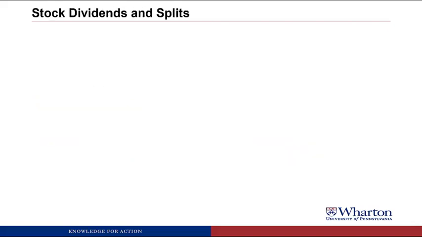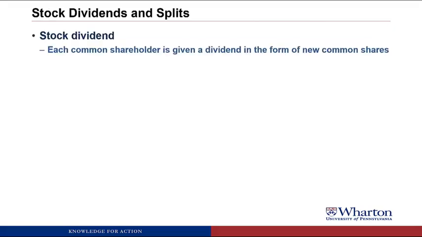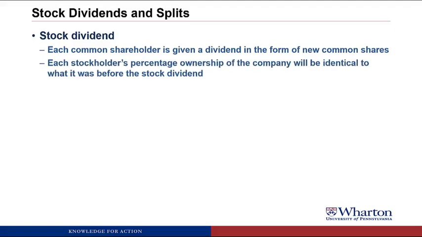Now I want to talk about stock dividends and stock splits. So a stock dividend is a dividend where each common shareholder is given new shares instead of cash. Each stockholder's percentage ownership of the company is going to be identical to what it was before the stock dividend. So every shareholder is getting the same percentage increase in their shares, so their overall ownership percentage is not changing. And there's no cash flow involved. We're not mailing any checks. Instead, we're giving new shares to the shareholders.